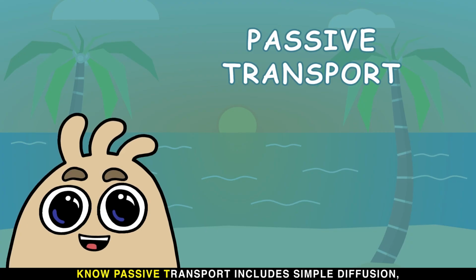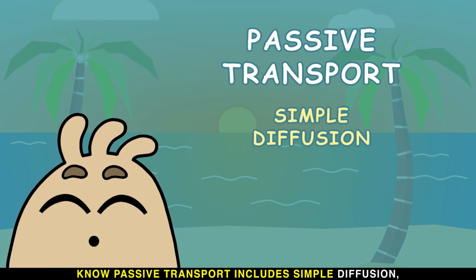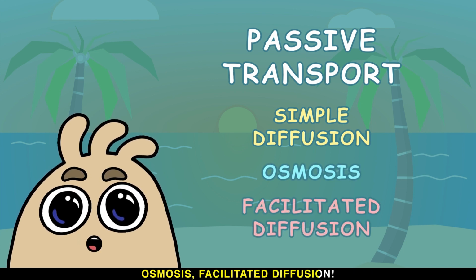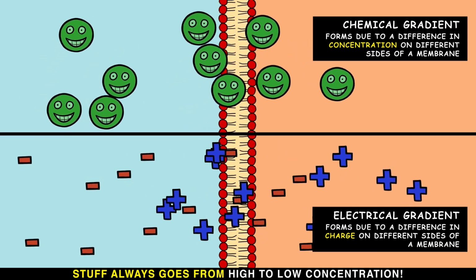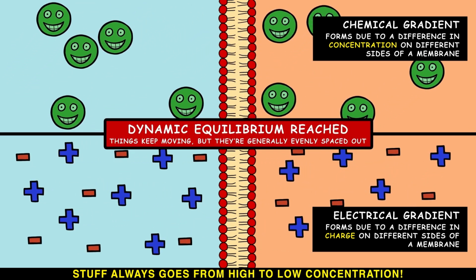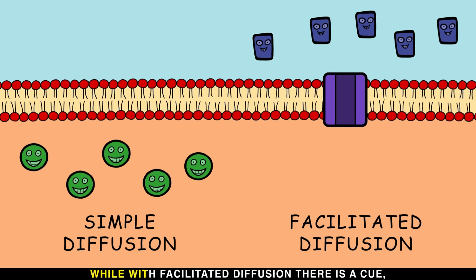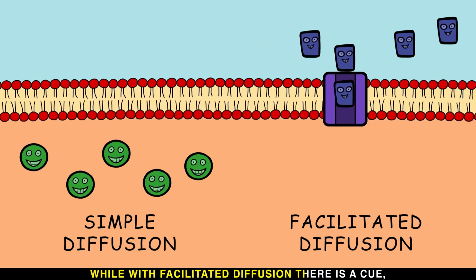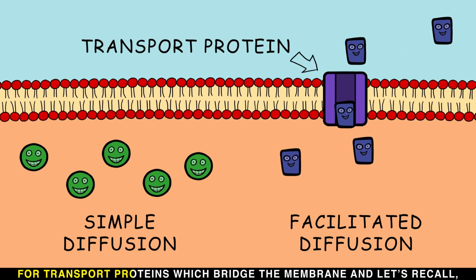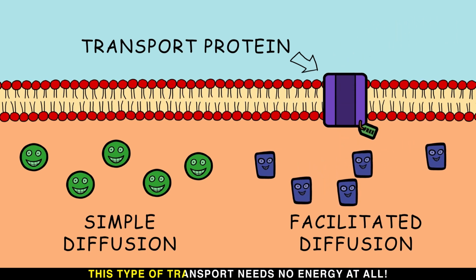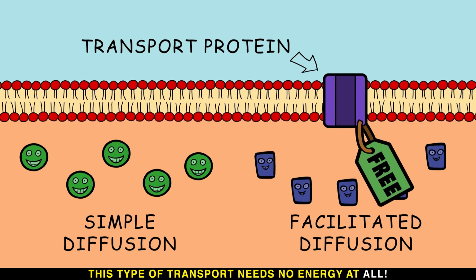Now, passive transport includes simple diffusion, osmosis, facilitated diffusion. Stuff always goes from high to low concentration. Concentration gradients means varied distribution. Simple diffusion, stuff just goes right through. While with facilitated diffusion, there is a cue for transport proteins which bridge the membrane. And let's recall, this type of transport needs no energy at all.